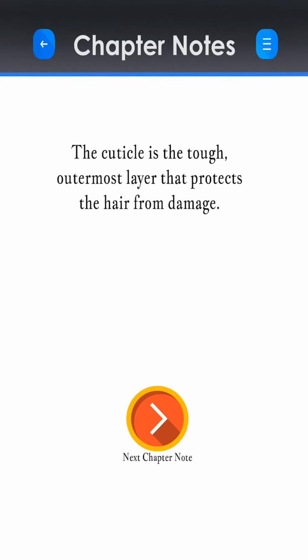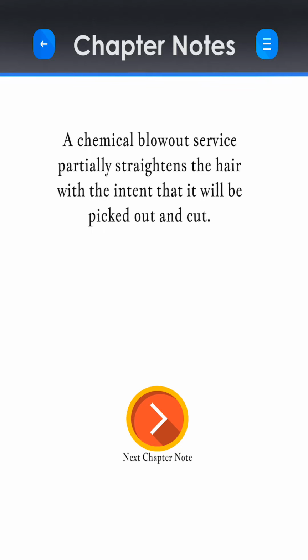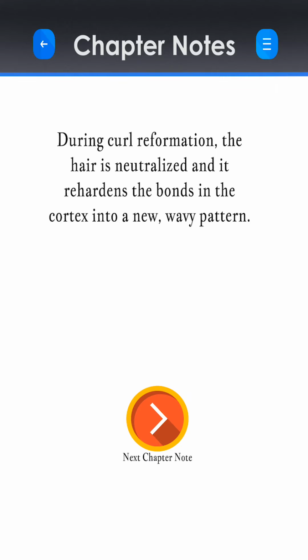The cuticle is the outermost layer that protects the hair from damage. The chemical blowout service partially straightens the hair with the intent that it will be picked out and cut. During a curl reformation, the hair is neutralized and it hardens the bonds in the cortex in a new wavy pattern.